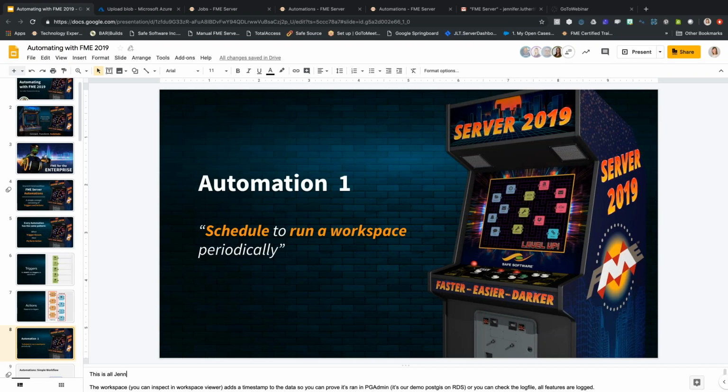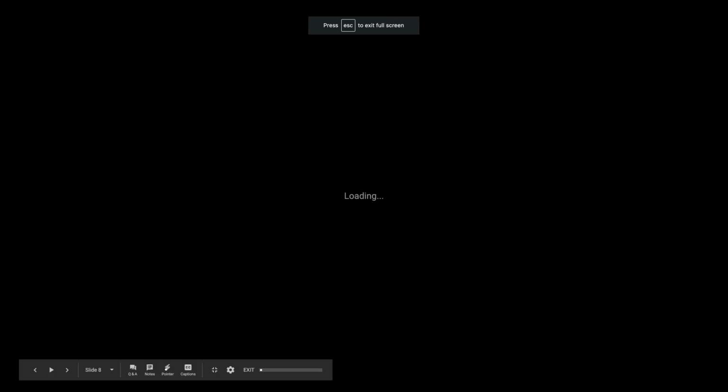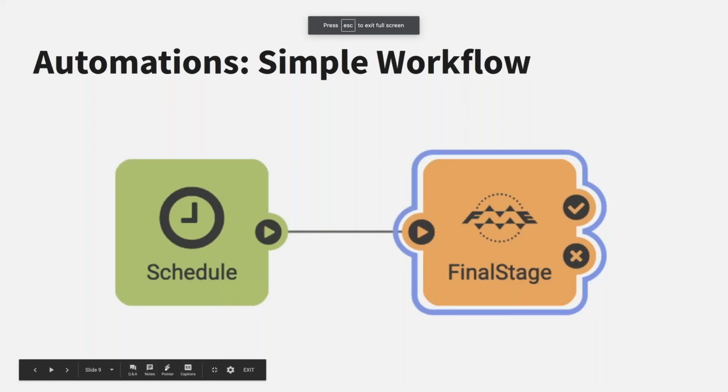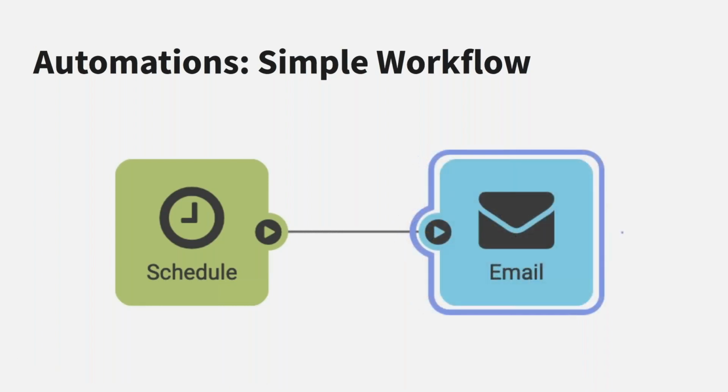Great. Oh, I guess we've already shown this, the workspace schedule. What is this slide showing? We don't necessarily have to run a workspace as part of our automation. We could just put a schedule and then an external action. So you don't even need any workspaces in your automations. You can do any action you want.